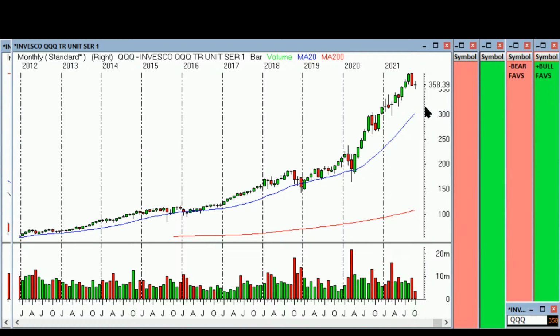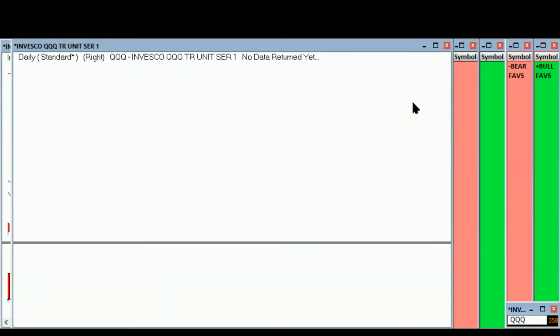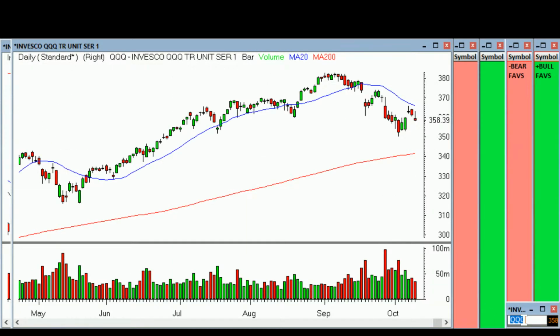So we'll see. We certainly have a pretty strong top as of right now in place, and we'll see how things play out. Any questions about the market? The Qs is slightly weaker than the SPY.